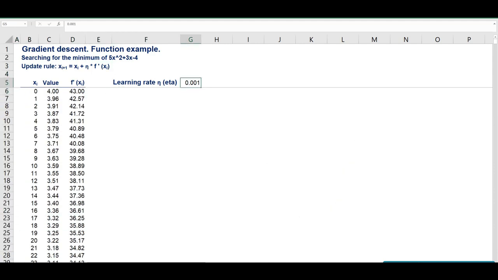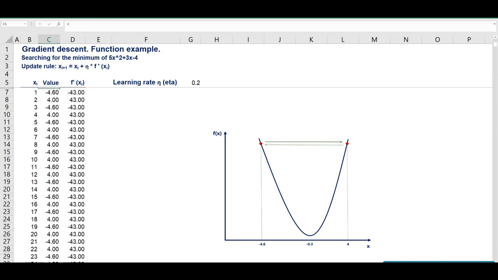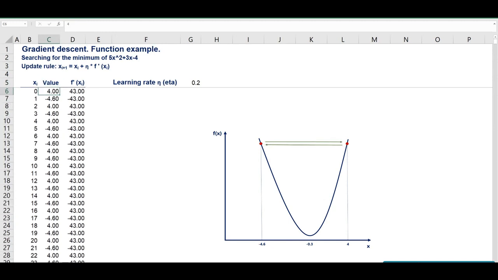Finally, I'll try with an eta of 0.2. We obtain a sequence of 4 and minus 4.6 until infinity. No matter how many iterations we execute, our sequence will never reach minus 0.3. We already know minus 0.3 is the desired value, but if we didn't, we would be deceived.